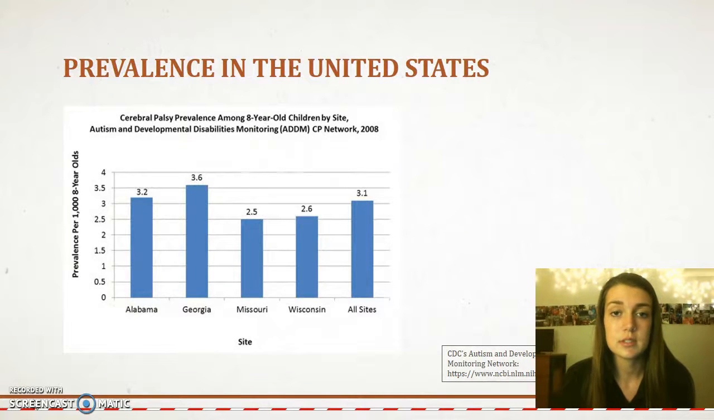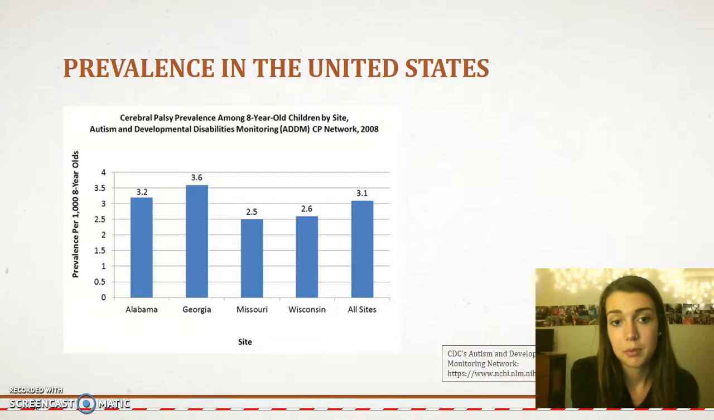So to start, on the prevalence in the United States, the graph that you're seeing here is from a study done in 2008 by the CDC, and the CDC had 4 tracking sites throughout the United States, one in Alabama, one in Georgia, one in Missouri, and one in Wisconsin. And they found how many 8-year-olds within that tracking site had CP. And then they averaged them out. So it was about 3.1 in 1,000 8-year-olds had CP. So while this graph doesn't make up a national representative sample, it helped the CDC to estimate that 1 in 323 children in the United States do have CP.